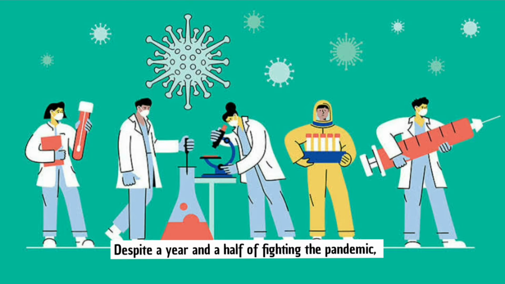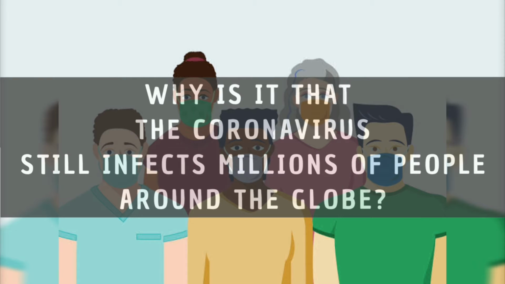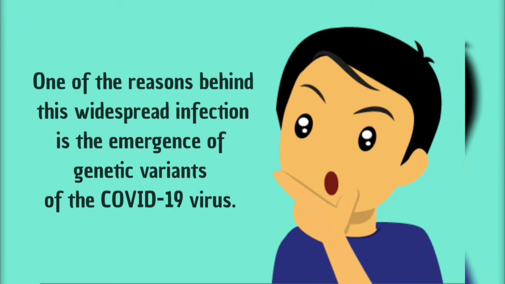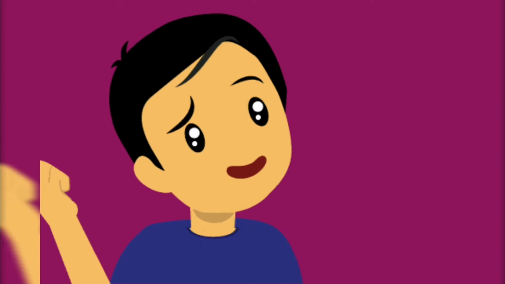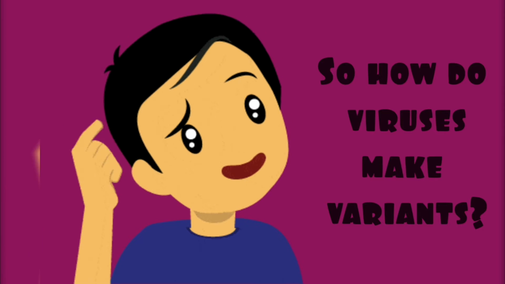Despite a year and a half of fighting the pandemic, why is it that the coronavirus still infects millions of people around the globe? One of the reasons behind this widespread infection is the emergence of genetic variants of the COVID-19 virus. So, how do viruses make variants?